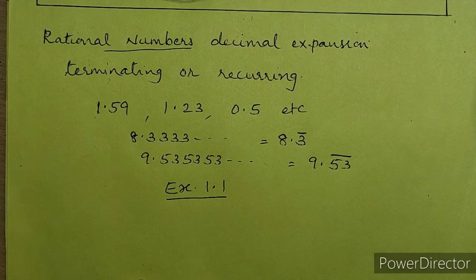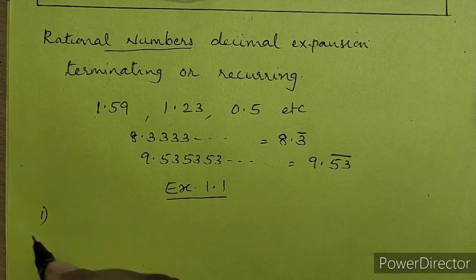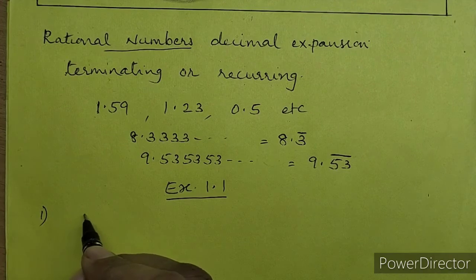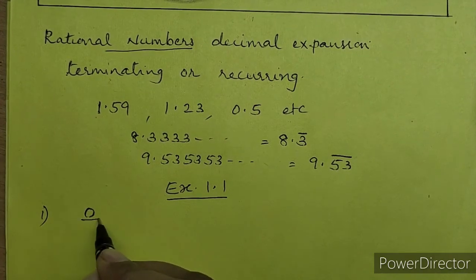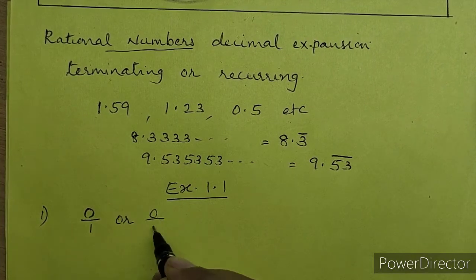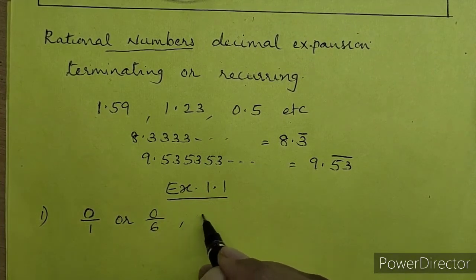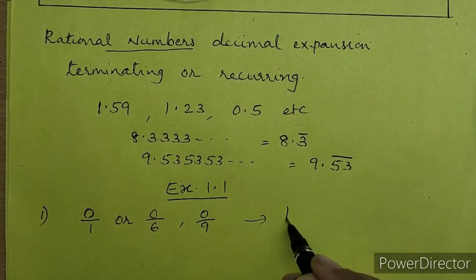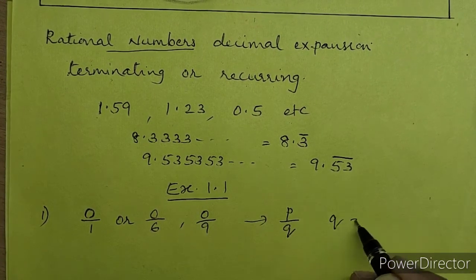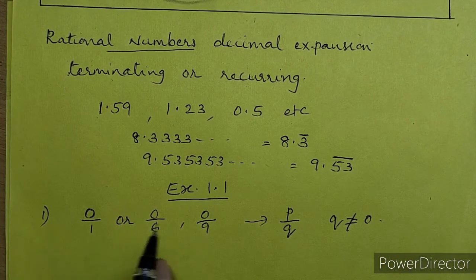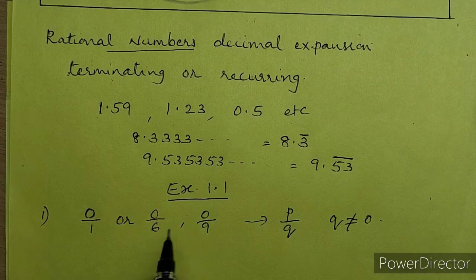First question: is 0 a rational number? Yes, 0 is a rational number. 0 can be represented as 0 by 1, or 0 by any number, or 0 by 9, in p by q form. These are all p by q forms where q is not equal to 0. So 0 is a rational number. It can be represented in the p by q form where q is not equal to 0.